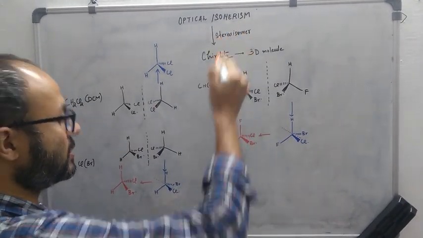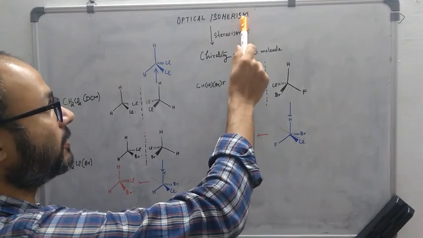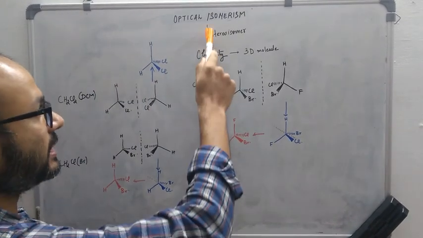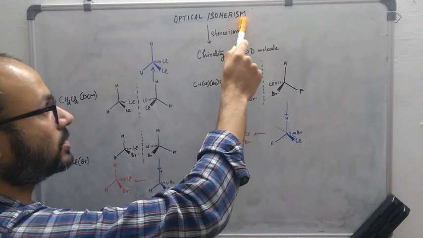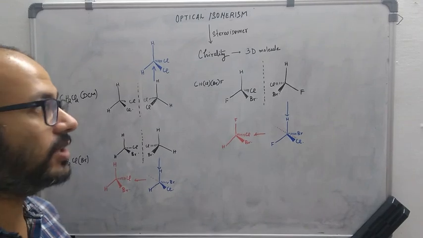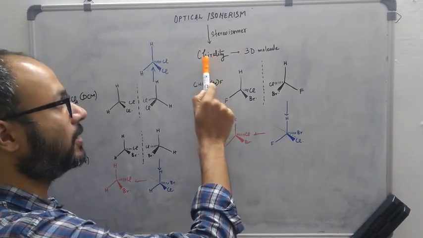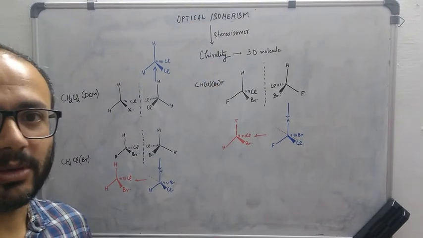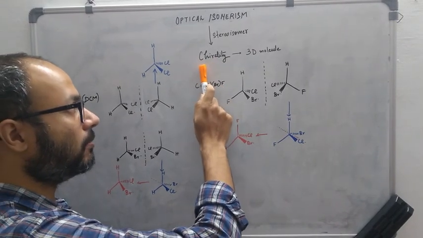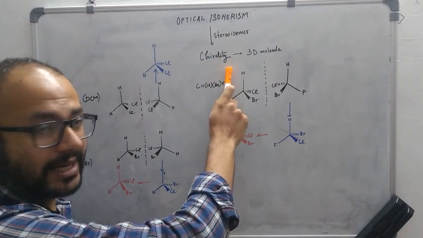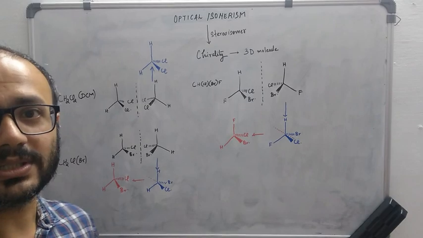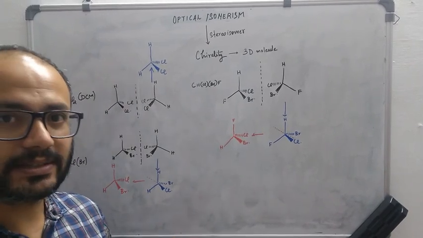We studied that optical isomerism is a phenomenon in which it exhibits an effect on plane polarized light. And we found that stereoisomers which are able to show optical isomerism are the ones that have this property of chirality. Only those molecules which are able to show chirality would have this phenomenon called optical isomerism. And we learned in the last class that for a molecule to exhibit chirality, it should have a three-dimensional spread over the space. Okay, so that is the fact.